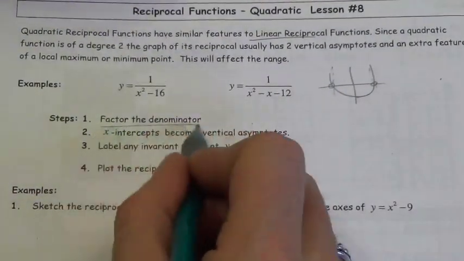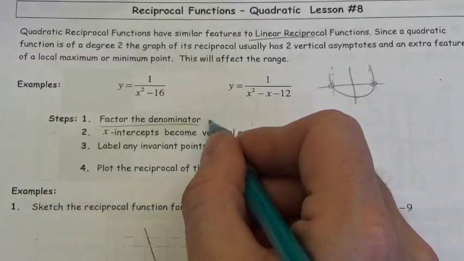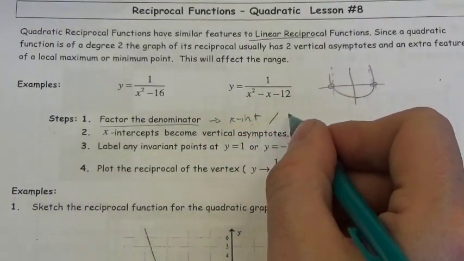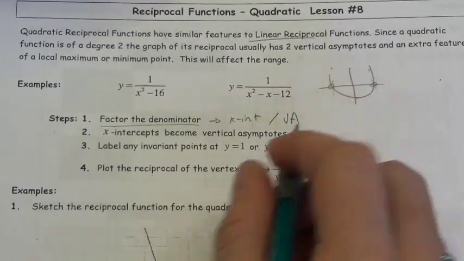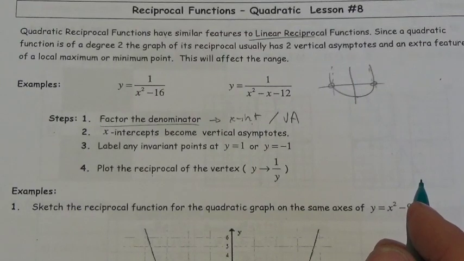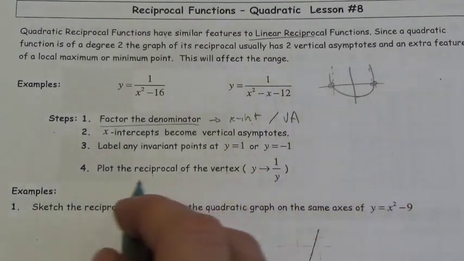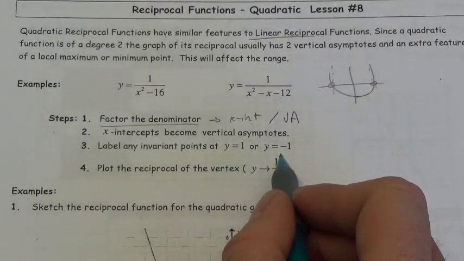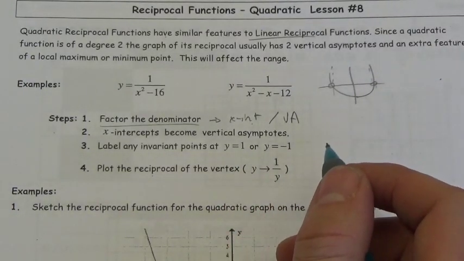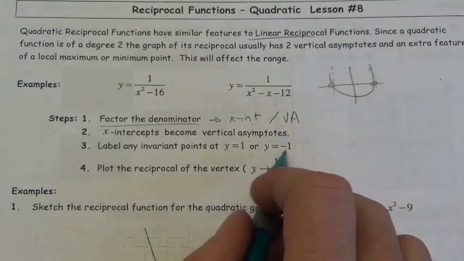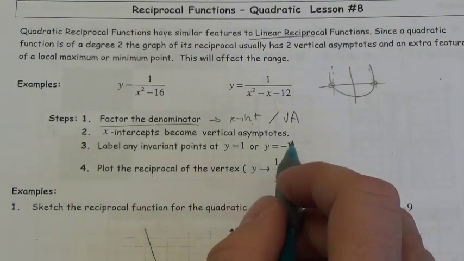Well, what we're going to do here is factor the denominator, and we're doing that specifically so that we can find the x-intercepts. Or, probably better stated, the vertical asymptotes, because the x-intercepts are going to become those vertical asymptotes, those places where the graph is undefined. Then we're going to label the invariant points, where y is either equal to 1 or negative 1. Now, we're probably not going to do much more than just that. It's only in special circumstances that we'd actually find those points.